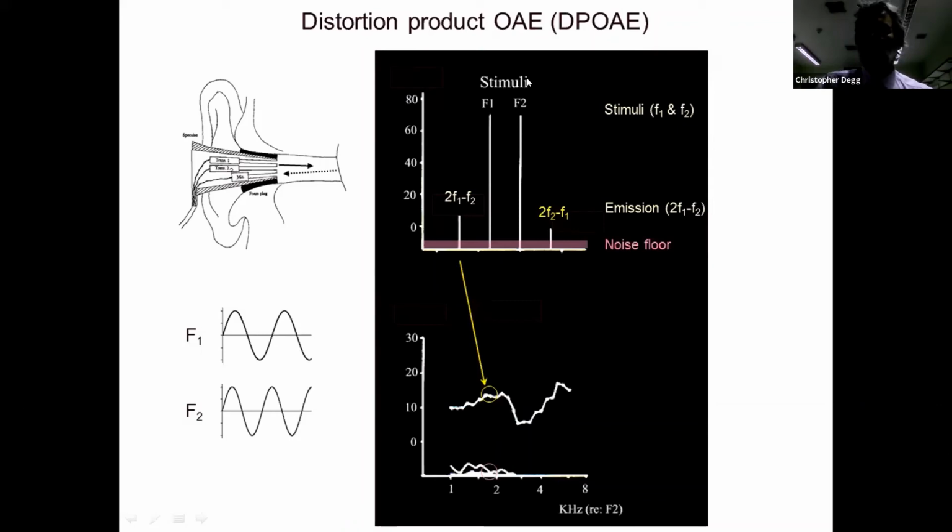Also, because we're putting in 2 pure tones rather than a click, we can test at higher frequencies, because a click only goes up to a certain frequency and then the energy dies off. Pure tones, we can go to whatever frequency we want.